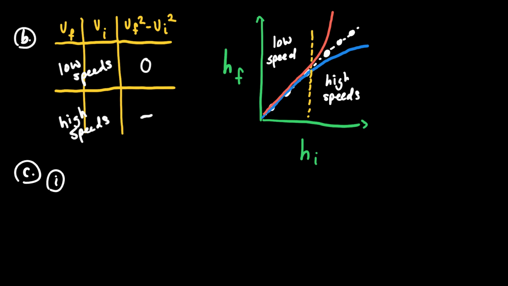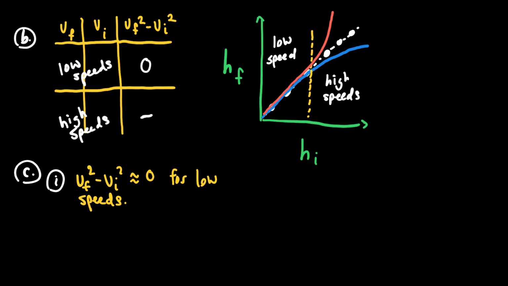It says, give an example of a graph or table that indicates nearly elastic behavior for low-speed collisions, but appears to violate a basic physics principle for high-speed collisions. So something that would indicate nearly elastic behavior for low-speed collisions is the kind of thing that I've already described. So if you're doing the experiment on the left, then you need to say something about VF squared minus VI squared being approximately 0 for low speeds. This demonstrates nearly elastic behavior for low-speed collisions.